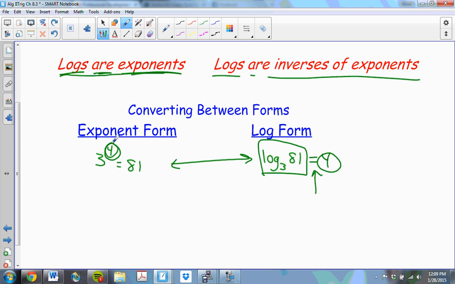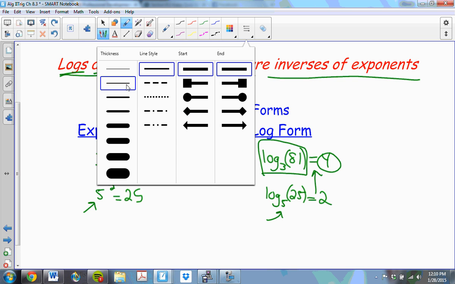I'll do some more examples. 5 squared equals 25. That's exponent form. So in log form, I would say log base 5 of 25 equals 2. I often like to put this stuff in parentheses. You don't have to. The book doesn't, but I find that helpful. You'll see me do it both ways. Over here, this is called the base. 5 was the base of that exponent, and so 5 is also the base of this logarithm. That won't ever change. The base of the exponent and the base of the logarithm are the same.